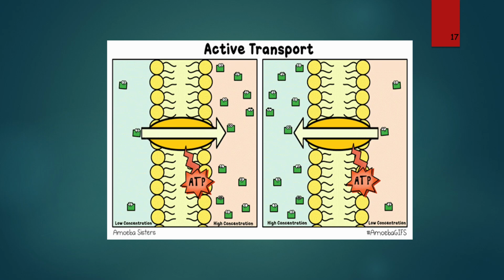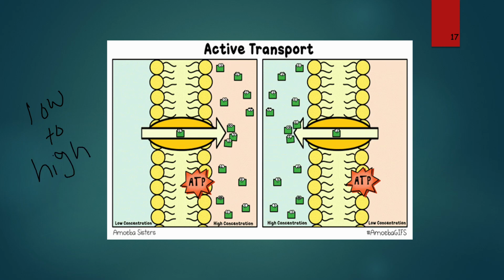Active transport is another form of moving particles across the membrane. However, in active transport, you're going to need the help of ATP. ATP is supplying the energy that is needed, and you're going from low concentration to high concentration. This is against the concentration gradient. You'll notice when you look at the pictures here, there's more green particles on this side of the cell. So the energy is needed to move from low concentration to a high concentration.